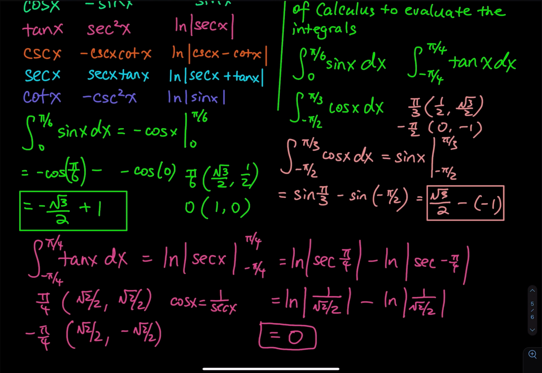And then how about the one above? This answer represents the area under the curve of cosine x, where x goes from -π/2 to π/3. All right, so the fundamental theorem of calculus is right over here. You are using the antiderivative of the upper limit minus the lower limit.